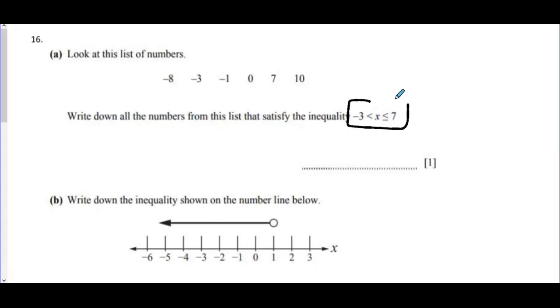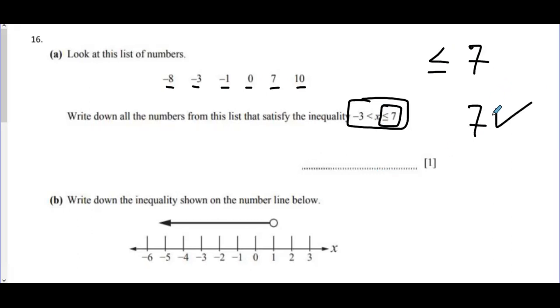This inequality suggests that you should choose the numbers from this list which are between -3 and 7. But mind you, of those numbers which are between -3 and 7, 7 has to be included in the list. Why? Because here it says less than or equal to 7. So even 7 should be in the list, okay? So how about -3? Should -3 be part of our answer? No, the answer is no. Because -3 is bounded by, look at this, -3 is less than x, which is less than or equal to 7. So when they say equal to, they mean even 7 should be in the list.